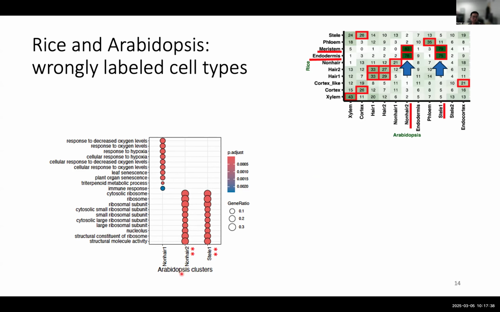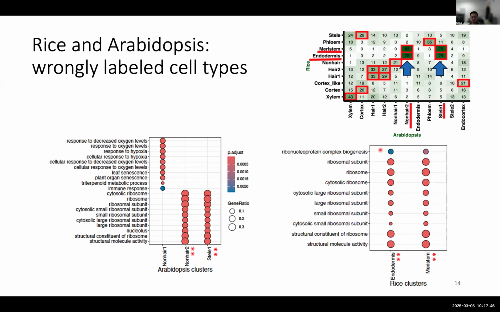Interestingly, the non-hair 2 has exactly the same GO terms enriched as the Still 1, which are basically these two arrow-indicated. But more importantly, if you look into the enrichment of GO terms for the rice genes in the endodermis and the meristematic zone, they have the same GO terms enriched in these two as compared to the non-hair 2 and Still 1, which are basically ribosome genes.